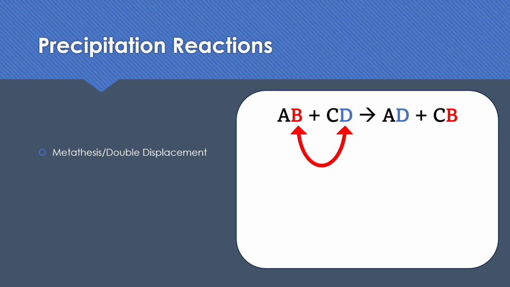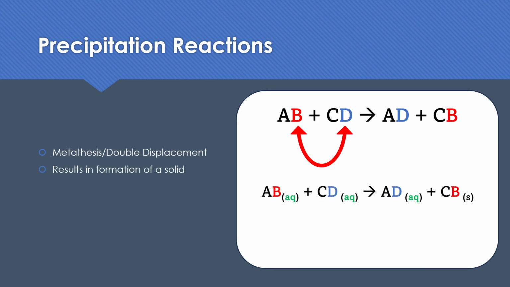So you're switching the negative ions in this precipitation reaction, and these are done with ionic compounds or electrolytes, let's say, and it results in the formation of a solid. So, for instance, you're mixing two aqueous solutions, and what you're getting is a solid, and then usually another aqueous salt. And the solid is what we call the precipitate. It's what precipitates out of the solution.